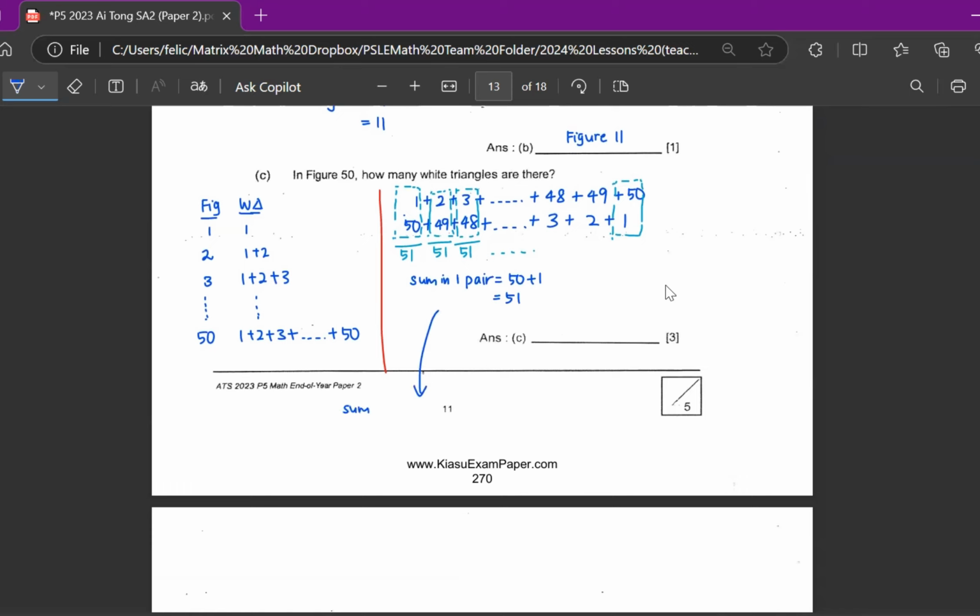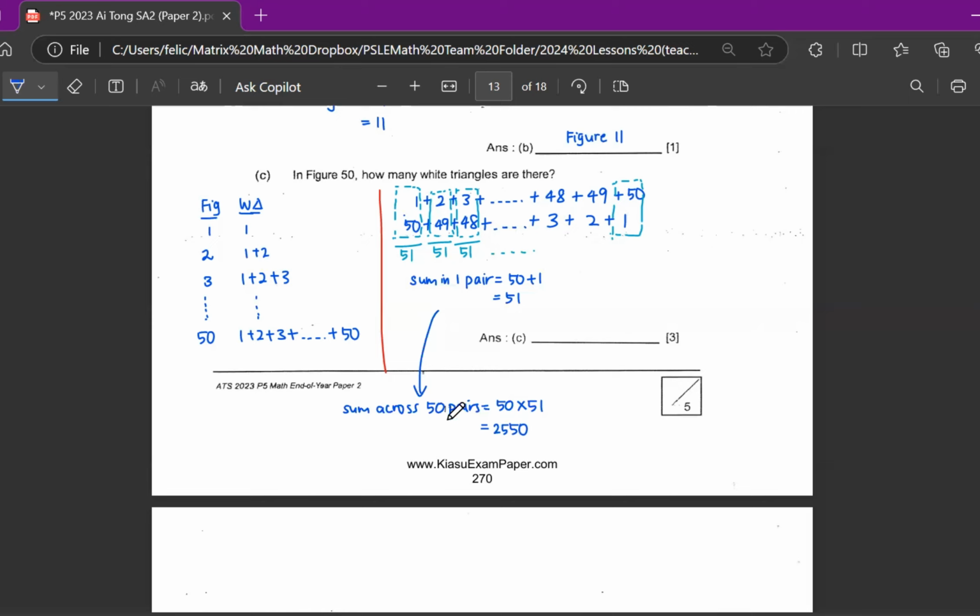Okay, sum across 50 pairs of numbers, which is actually 50 times 51, because there are 50 groups, 50 of these boxes throughout. Just follow the top number 1, 2, 3, these 3 boxes. So all the way until here is 50 boxes throughout. So there's 50 sets of 51. So 50 times 51, 2550. Okay, so the sum across is 2550.